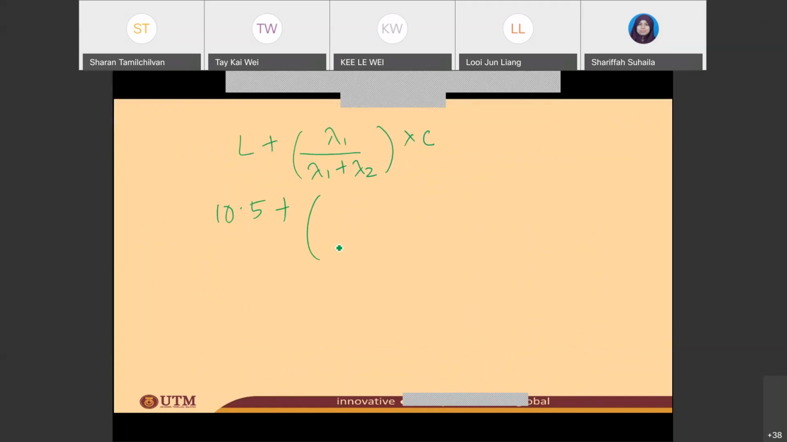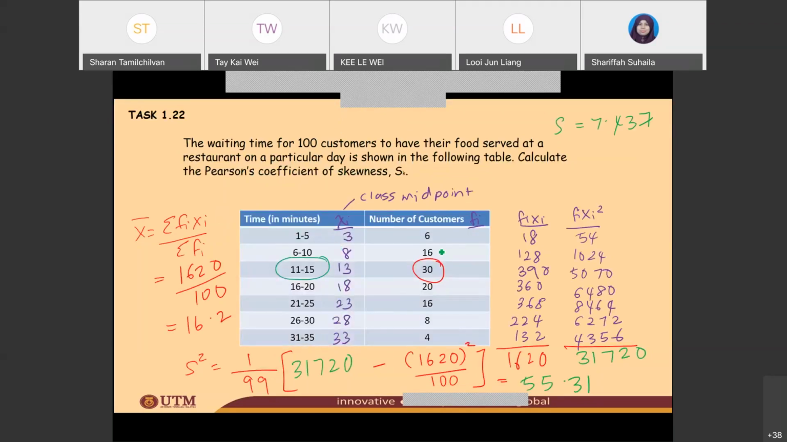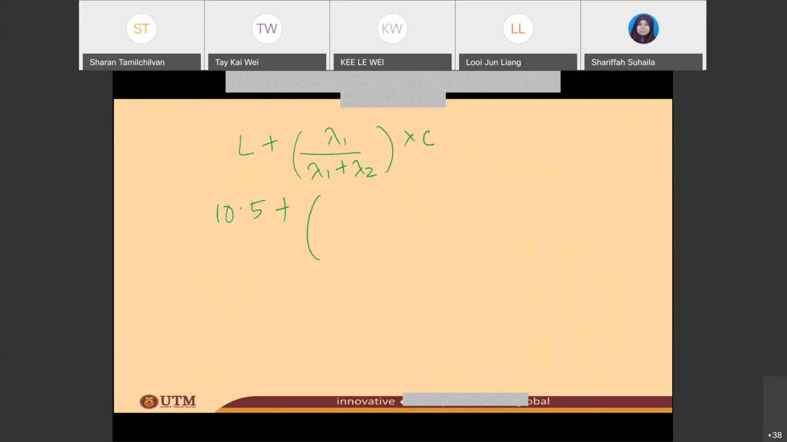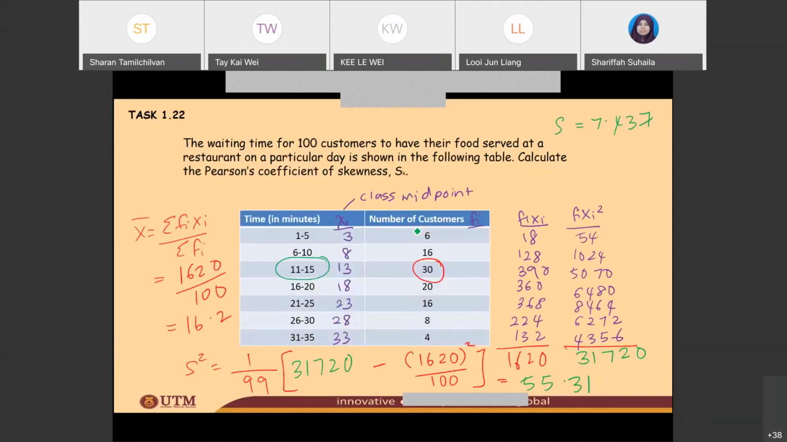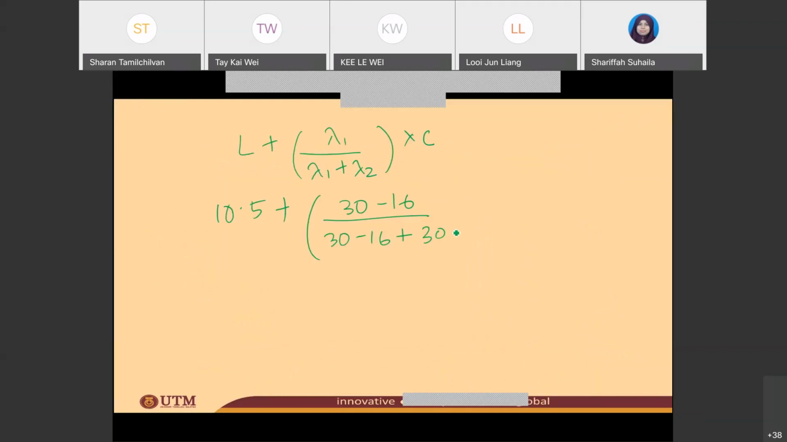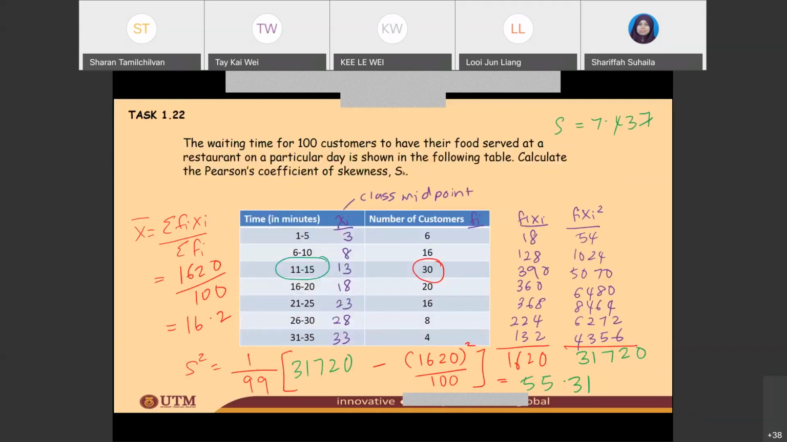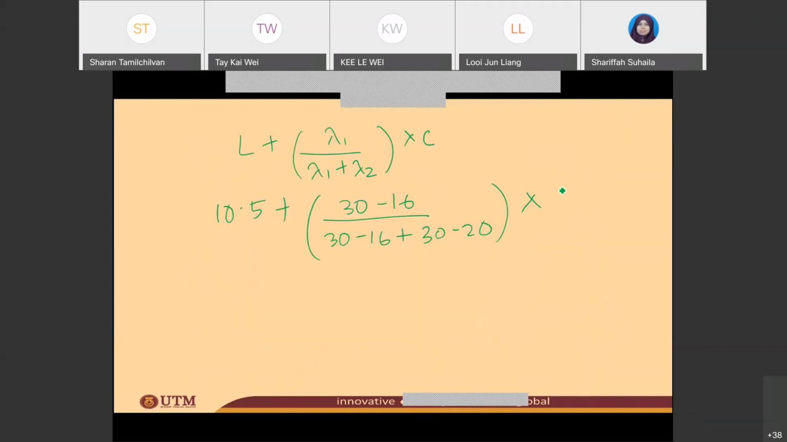Lambda 1 is the frequency of the class mode minus the frequency before the class mode, which is 30 minus 16. You can write 30 minus 16 first if you want. And then 30 minus 16 plus 30 minus 20, times your C. Again, you have 11 and 15, so 10.5 and 15.5. So you have 5. Then you compute your class mode.